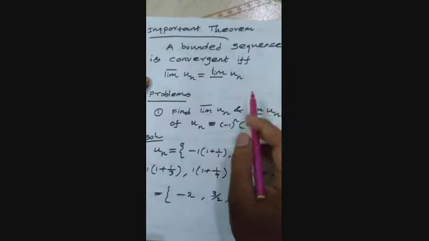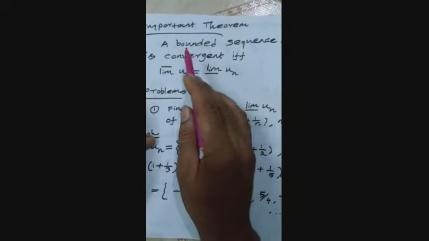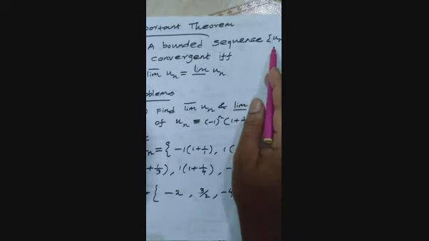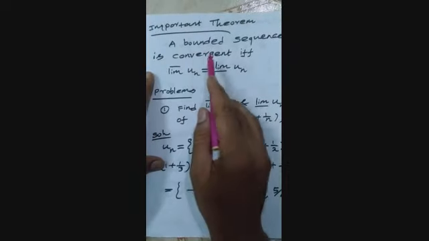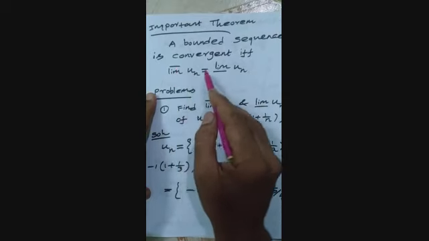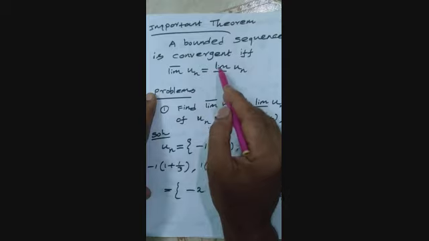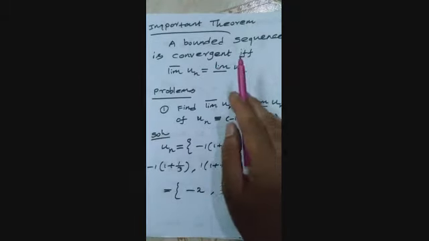Then important theorem 1. Everyone should know about this. I take the sequence, a bounded sequence is convergent if and only if limit supremum of Un is equal to limit infimum of Un. Then only you can say it's convergent.